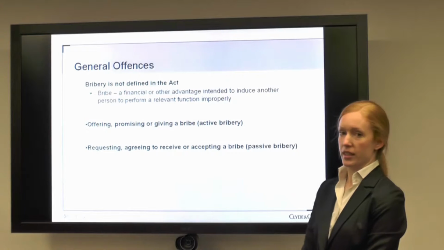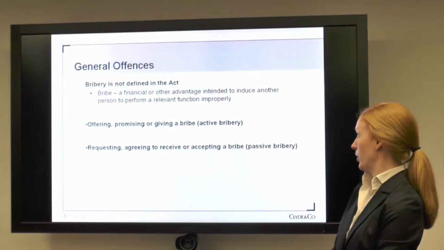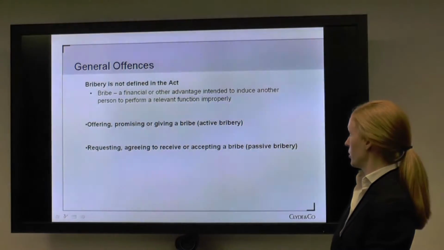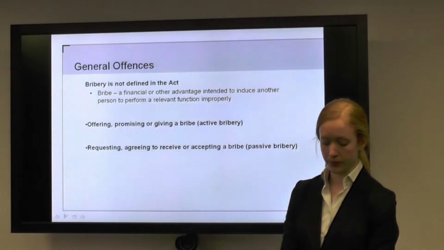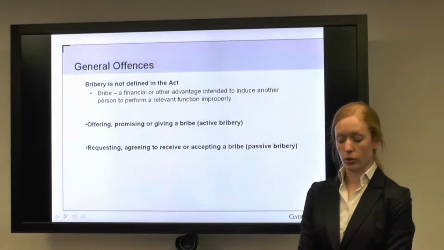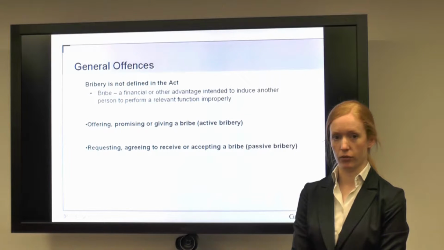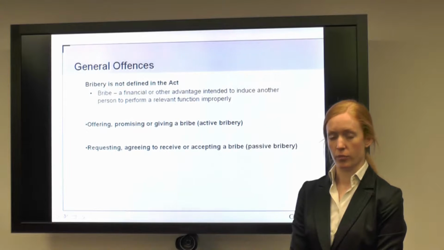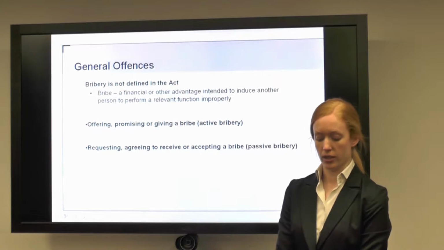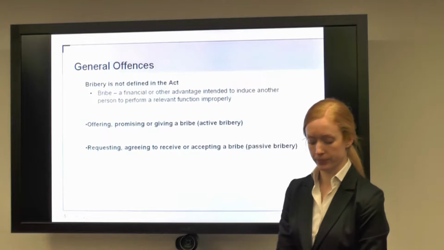Bribery is not defined in the Act, however it can be described as a financial or other advantage intended to induce another person to perform a relevant function improperly. The Bribery Act covers all aspects of bribery, not just foreign public officials like the Foreign and Corrupt Practices Act. The two general offences of bribery cover both giving and receiving of bribes, known as active and passive bribery.